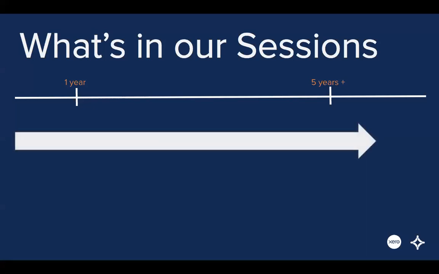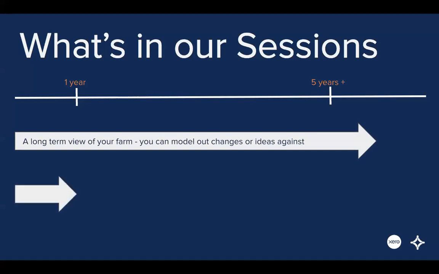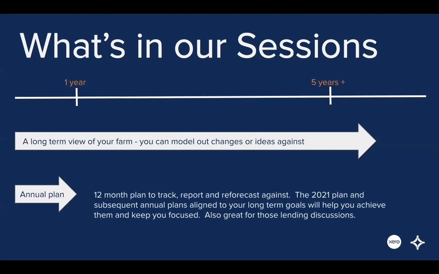These are also recorded and put up on our YouTube channel. So the first 2, we're taking a look at a long-term view of your farm and how you can model out changes or ideas against this long-term scenario plan. And then in the session that my colleague Scott's doing, we're taking a look at how we take a lot of this annualized data that we've generated out of the scenario and turn it into an actionable 12-month annual plan using Figured's planning grid tool. So as it says there, a 12-month plan to track, report, and reforecast against the 2021 plan, and subsequent annual plans aligned to your long-term goals, will help you achieve them and keep you focused. These are also great for those lending discussions you're having with your bank.